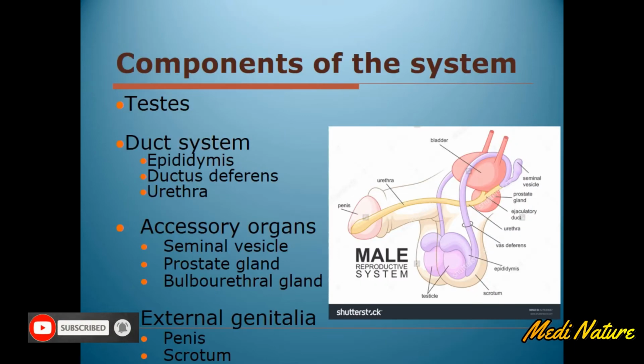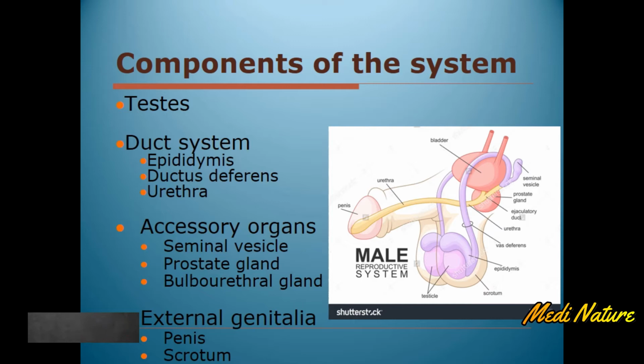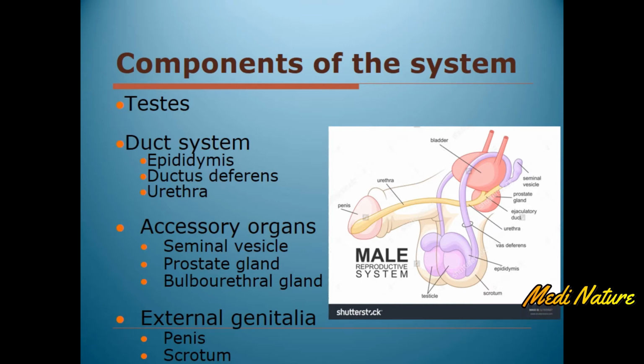What are the components of the male reproductive system? The major organ is the testis, where the gametes or the sperms are produced. Then it is associated with a duct system, which transports sperm from the testis to the outer environment. This duct system contains the epididymis, ductus deferens, and urethra. And also, there are some accessory organs which secrete into this duct system, such as seminal vesicles, prostate gland, and bulbourethral gland.